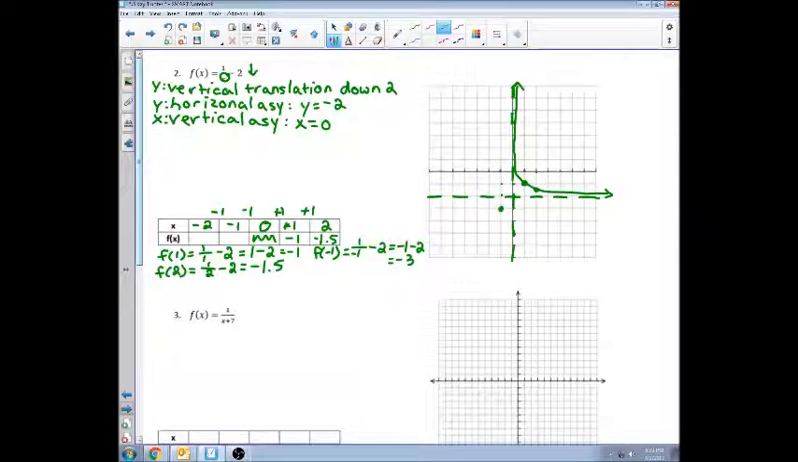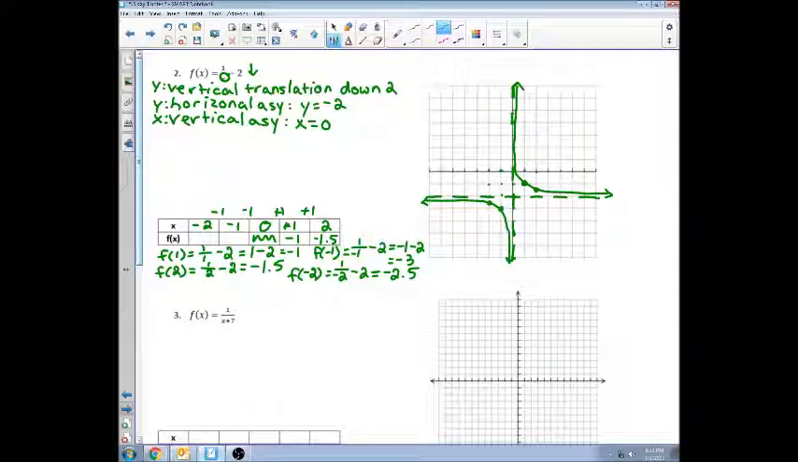Now if I put negative 2 in for x, f of negative 2, it would get me 1 over negative 2 minus 2. So negative 1/2 minus 2 would get me negative 2.5. So negative 1, negative 2, and 1/2. Get as close as I can to these dotted lines without touching or crossing.